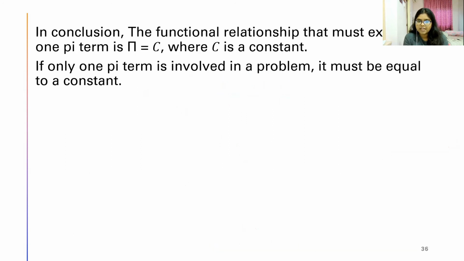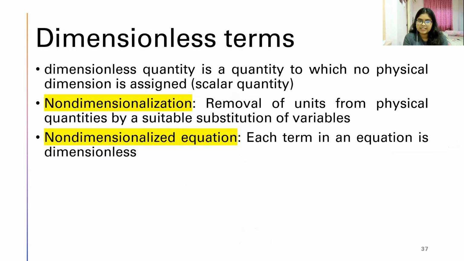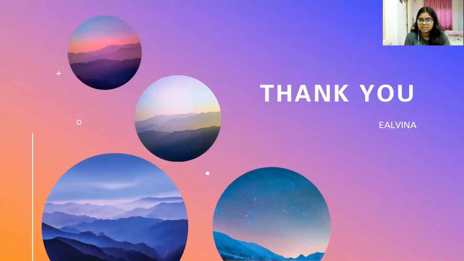If only one pi term is involved in a problem, it must be equal to a constant. Last but not least, dimensionless terms. A dimensionless term is a quantity to which no physical dimensions are assigned, so it is basically a scalar quantity. Non-dimensionalization is the removal of units from physical quantities by a suitable substitution of variables, while a non-dimensionalized equation is one in which each term is dimensionless. So that is it for my presentation. Thank you.